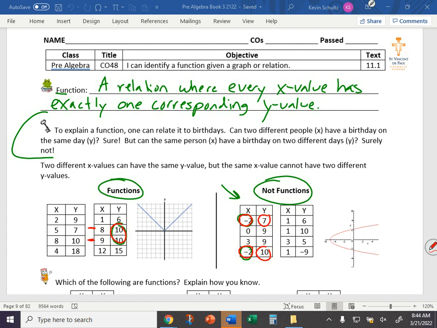So as long as x repeats itself, as we see it does also here, the same person has a birthday on 3 different days? No, not a function. If x doesn't repeat itself, everyone's got just one birthday, we're all good. Even if 2 different people have the same birthday, still okay, still a function.